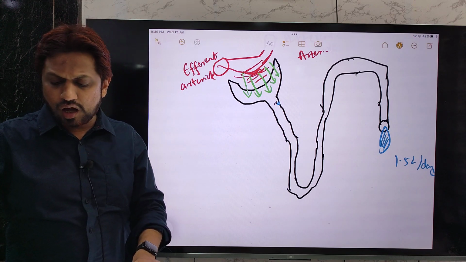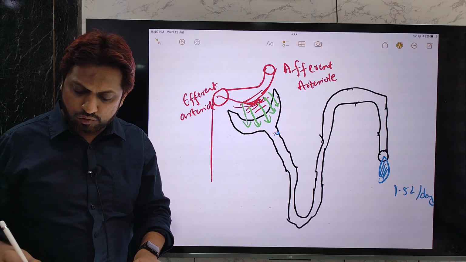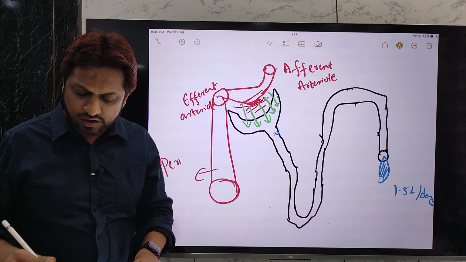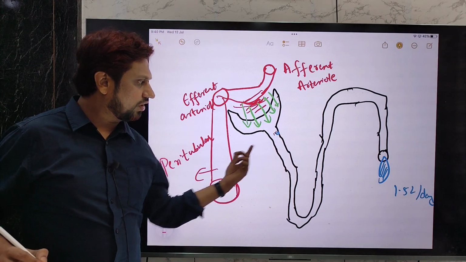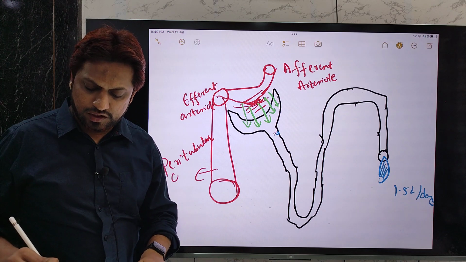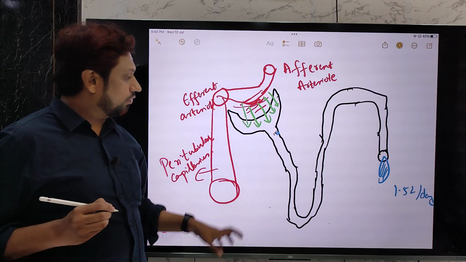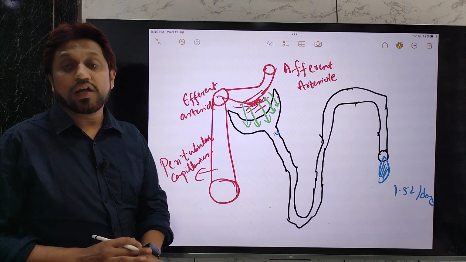Now, this efferent arteriole further continues into one more group of arterioles. These are known as peritubular capillaries. Why are they termed peritubular? Because they are just near the tubule. So here you can see capillaries will continue as capillaries. The efferent arteriole continues as the peritubular capillaries.